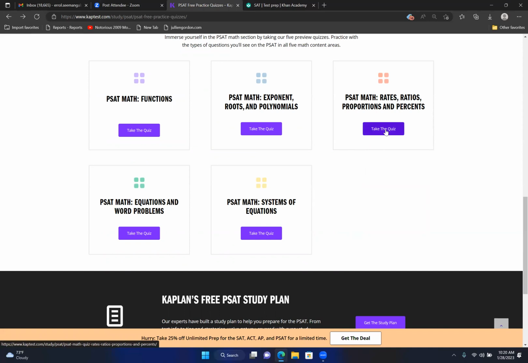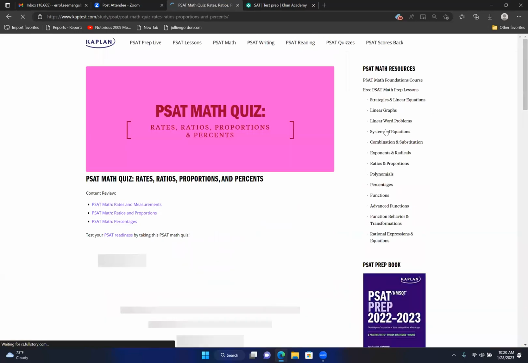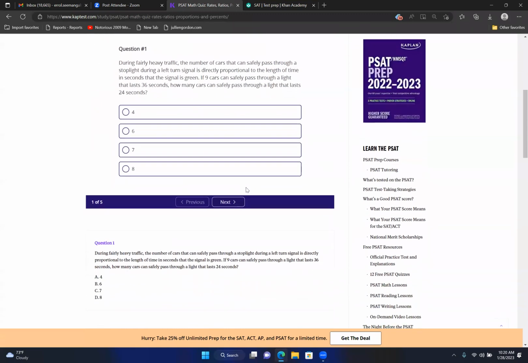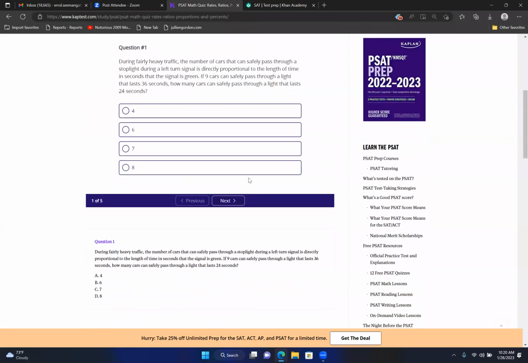Rates, ratios, proportions, and percents. All right, got a quiz. Let's start this quiz right here. Can you read that? During fairly heavy traffic, the number of cars that can safely pass through a stoplight during a left turn signal is directly proportional to the length of time in seconds that the signal is green. If 9 cars can safely pass through a light that lasts 36 seconds, how many cars can safely pass through a light that lasts 24 seconds?